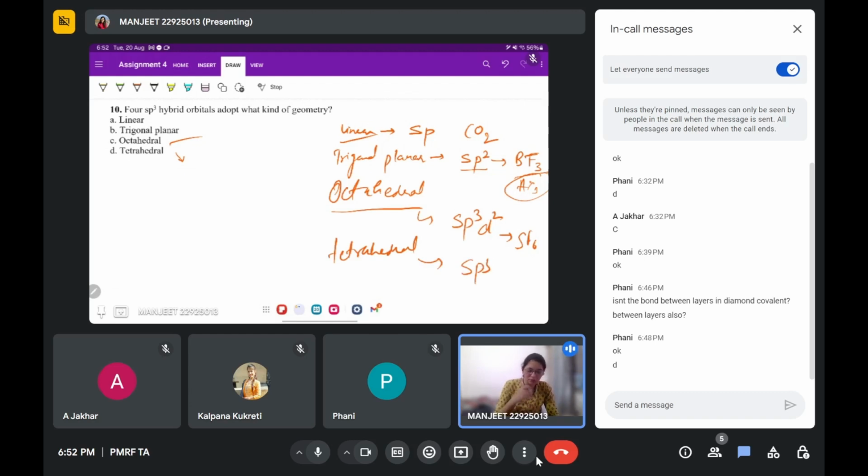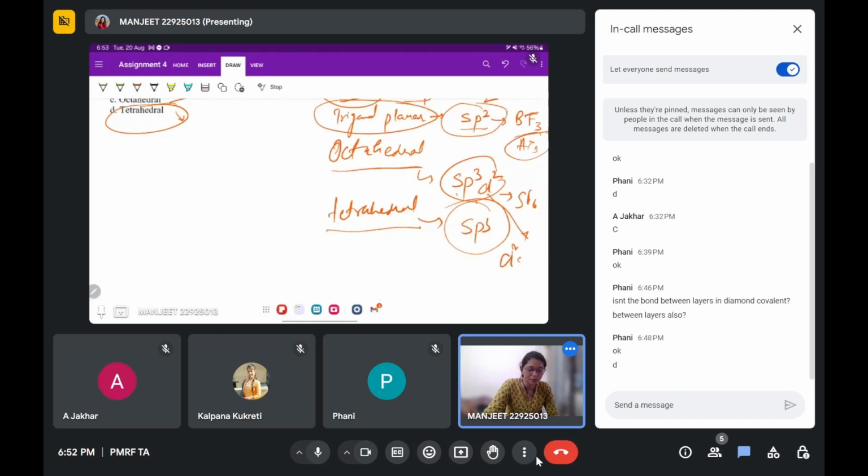Okay, so if it is asked about the sp3 hybrid orbital, they will adopt the tetrahedral geometry. If it is asked for the sp, it will go to the linear one. sp2, that is your trigonal planar one. sp3, tetrahedral. sp3d2, or sometimes we write this one as d2sp3, that is having the octahedral.